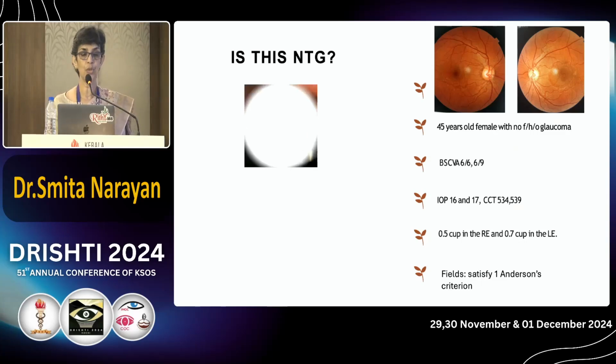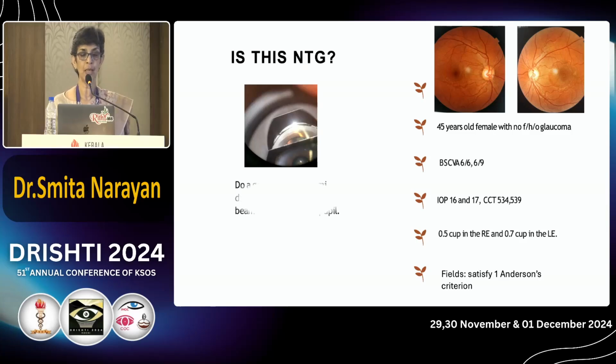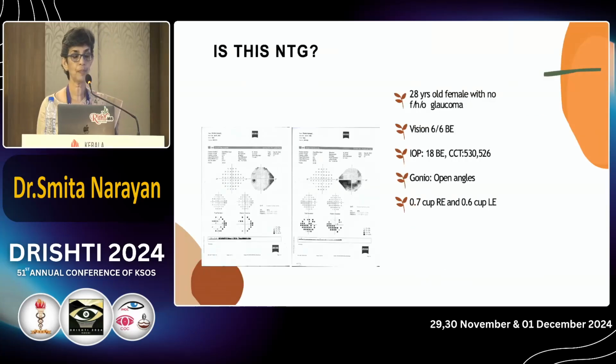I did a gonioscopy in a semi-dark room with a 1 to 2 millimeter beam not falling on the pupil, and I found that the corneal wedge lies behind the iris. So this is actually a patient of angle closure glaucoma, and therefore performing a gonioscopy is very important to rule out normal tension glaucoma as well as primary angle closure glaucoma.